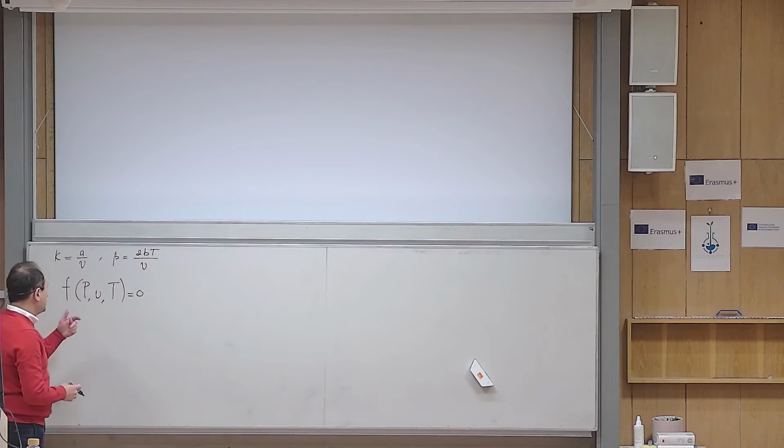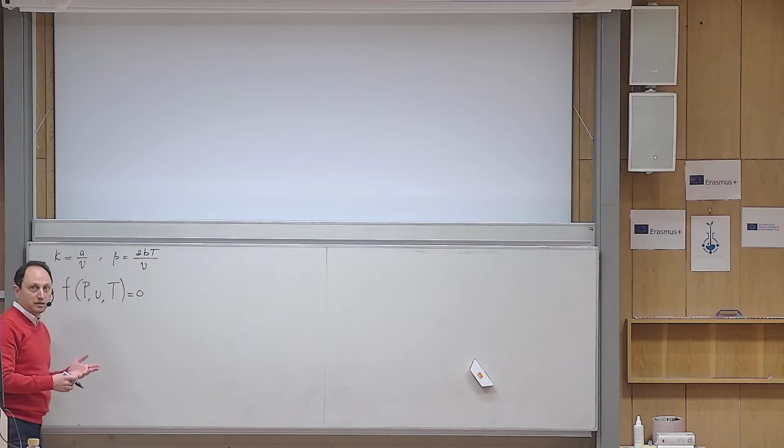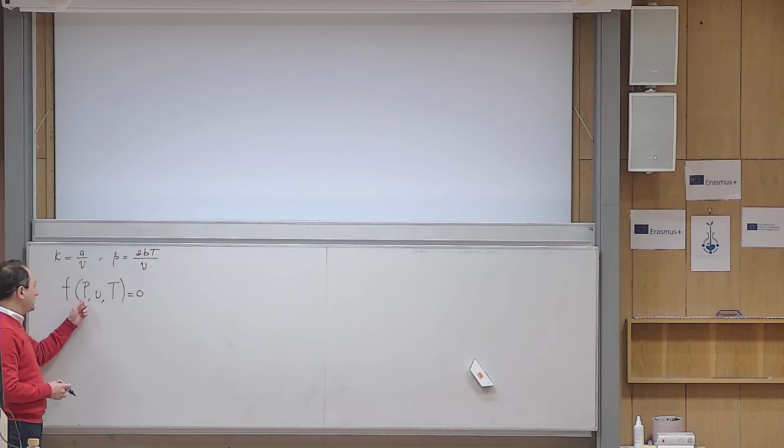And of course, in principle, this equation can be solved for any one of these variables and express that variable in terms of the other two variables. For example, you can, in principle, think that I can solve for P and express P in terms of V and T, solve for V and express V in terms of P and T, and solve for T and express T in terms of P and V.